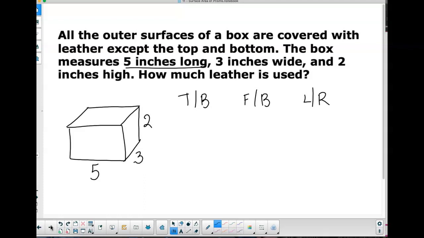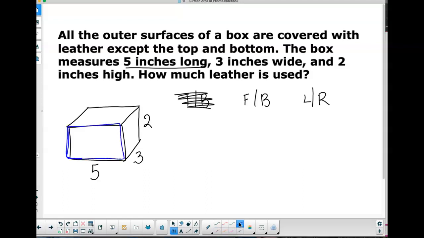Caleb. Top and bottom. Yeah, we don't need it. It says all of the surfaces except the top and bottom. So this time I'm going to get rid of the top and bottom altogether. I'm going to cross that piece off. We're not using top and bottom. So I'm going to start with the front and the back.